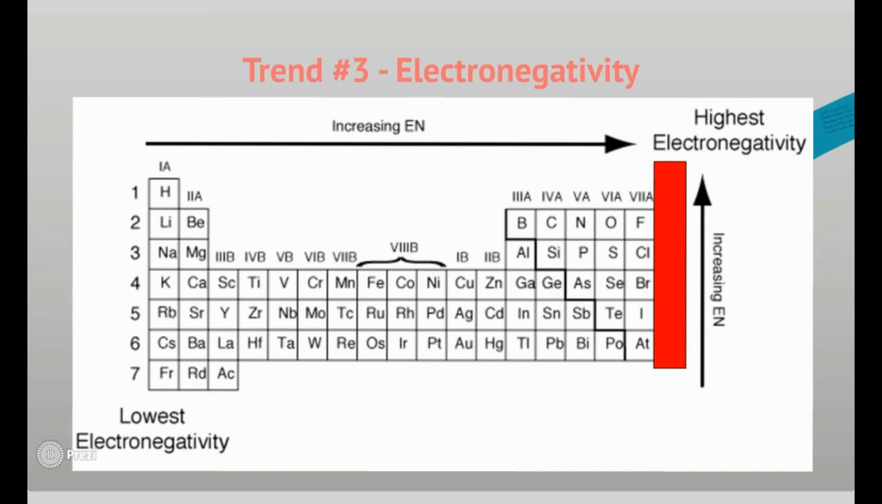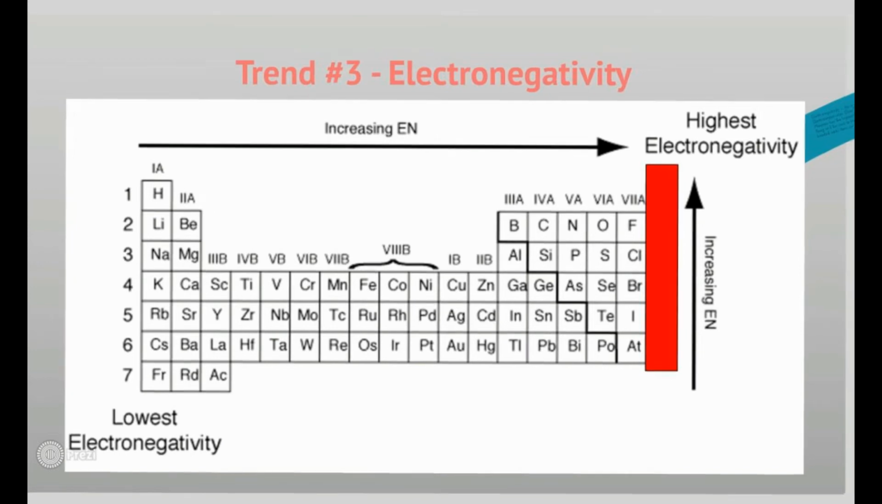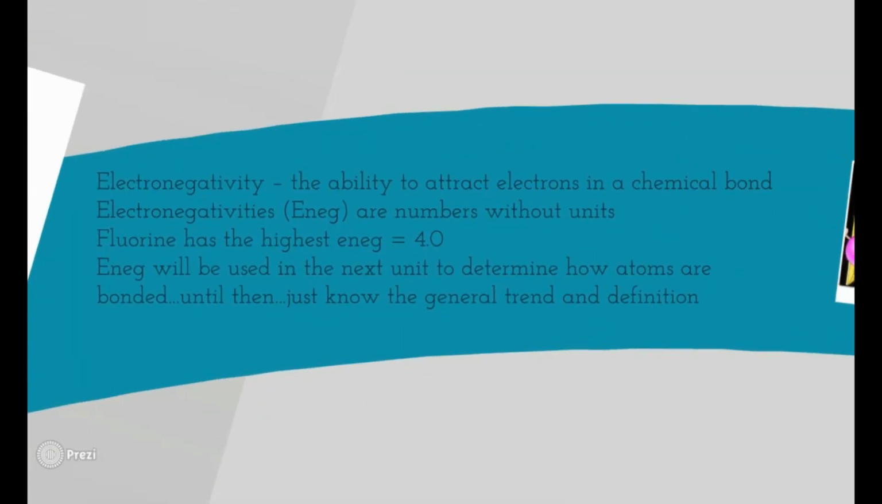All right, let's get into some definitions. You got it up and to the right, yada, yada, yada. All right, electronegativity is the ability to attract electrons in a chemical bond. Electronegativity, aka E-neg, I don't know why, but that's what they did instead of IE, are numbers without units. Fluorine has the highest, which is a 4.0. It's kind of like your grade point average, except for attractiveness.